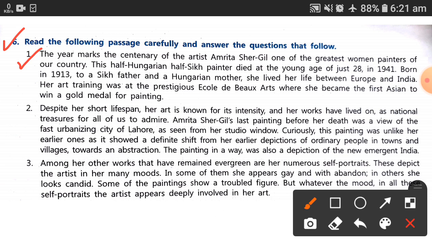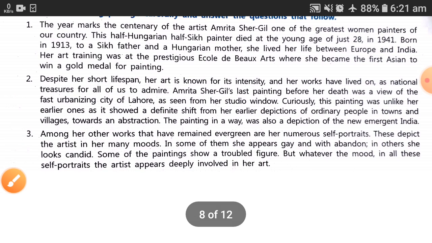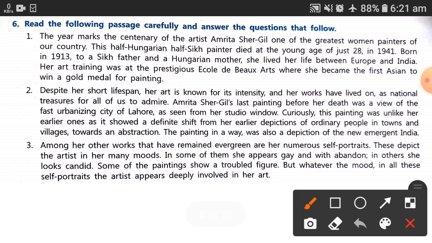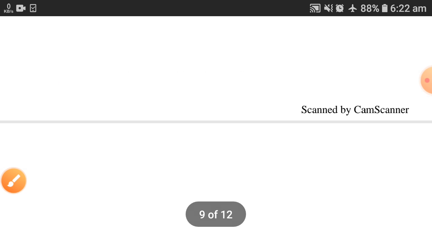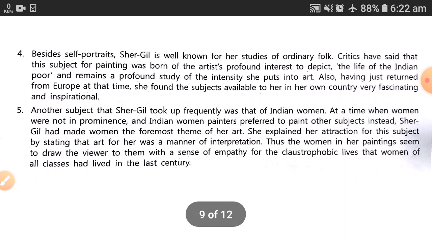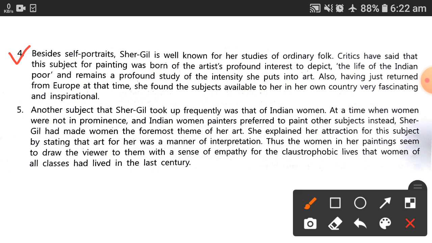If you do not have enough time to read, you can pause this video and then read your paragraph. Here is paragraph number 2 and this is paragraph number 3. So this is your paragraph number 1, this is paragraph number 2 and this is paragraph number 3. Read them very carefully so that you can attempt the questions that will be given right after these paragraphs. Now there are some more paragraphs, paragraph number 4 and paragraph number 5. Also read these two paragraphs very carefully.